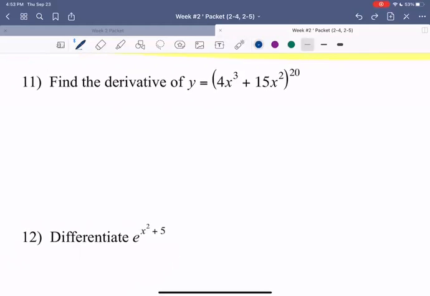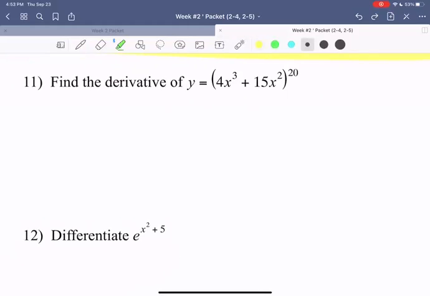One of the most difficult parts about using the chain rule is identifying what is that inside function, what is the outside function. So the inside function is what you would compute first. So if we were to compute a number here, plug in something for x and compute, we'd first combine these terms. We first compute this 4x cubed plus 15x squared. Then we take an exponent of 20. So our inside function is going to be 4x cubed plus 15x squared.